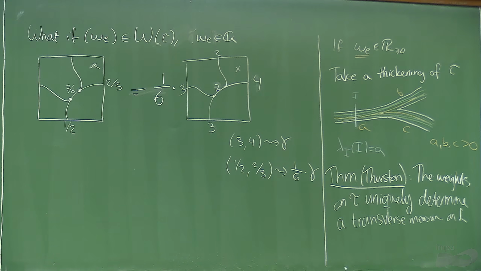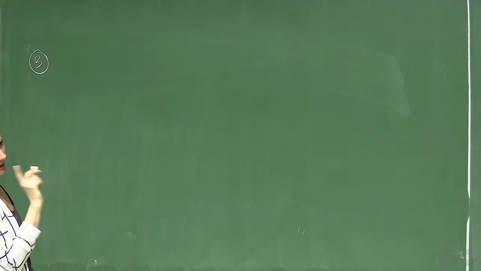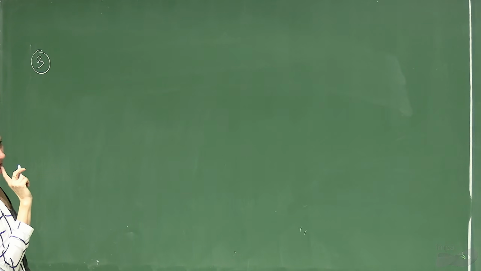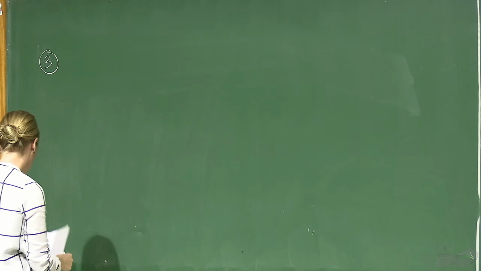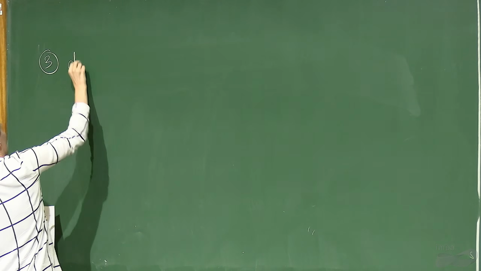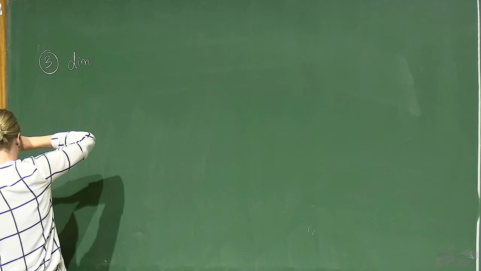So the third fact that we need is that, I said we have this finite collection of train tracks such that every measured lamination is carried by at least one of them. It could be that you're carried by more than one, but the dimension of such things is strictly less than 6G minus 6.